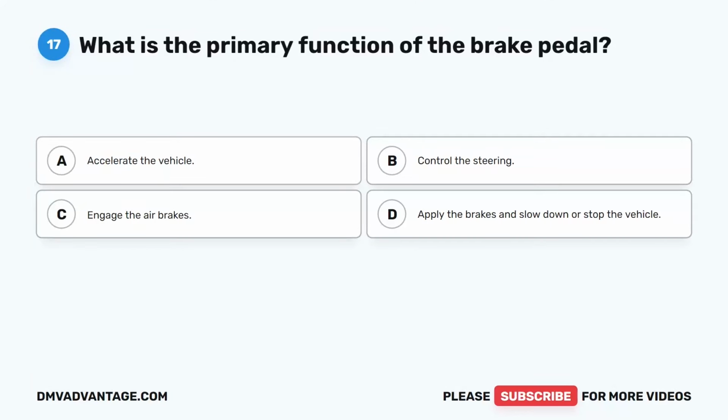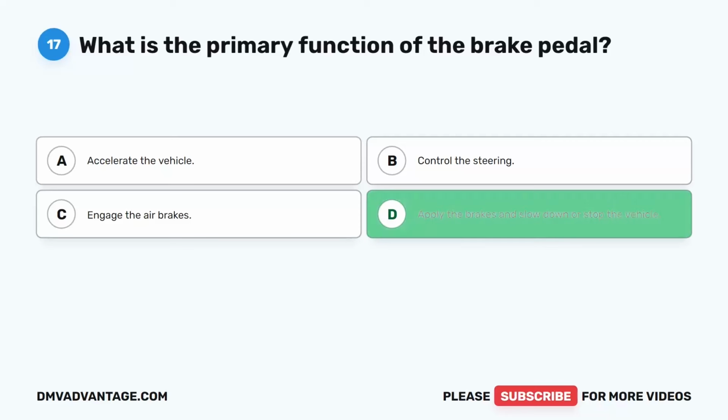Question 17. What is the primary function of the brake pedal? A. Accelerate the vehicle. B. Control the steering. C. Engage the air brakes. D. Apply the brakes and slow down or stop the vehicle. The correct answer is D. Apply the brakes and slow down or stop the vehicle.